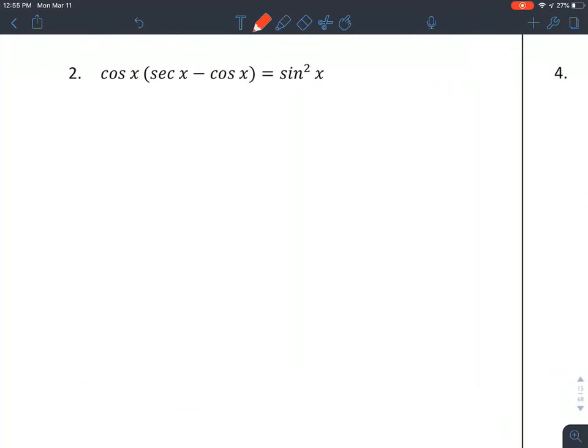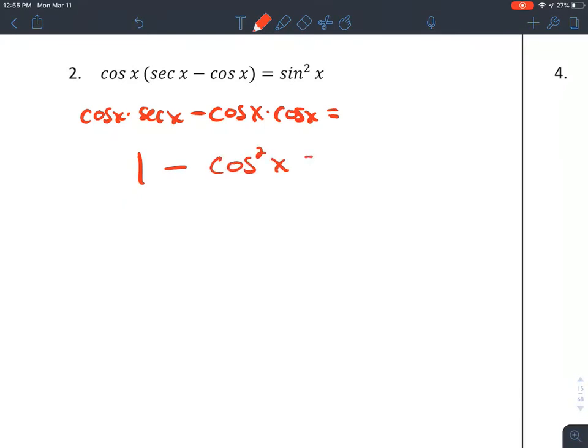Number 2. I'm going to work with the left side since it's more complicated. I'm going to distribute. So I got cosine of x times secant of x minus cosine of x times cosine of x. Cosine times secant, those are reciprocals. If you multiply two reciprocals, you get 1. Cosine times cosine is cosine squared. I recognize that 1 minus cosine squared is sine squared of x. That's the first Pythagorean identity. That's what the right side was all along. Finished.